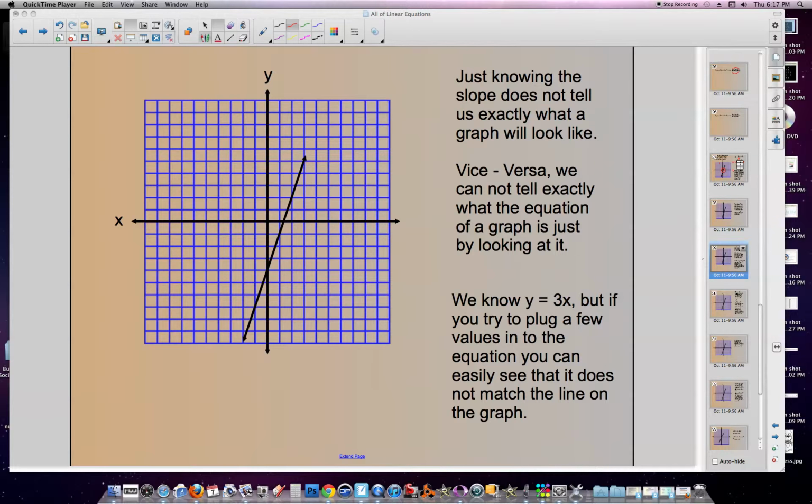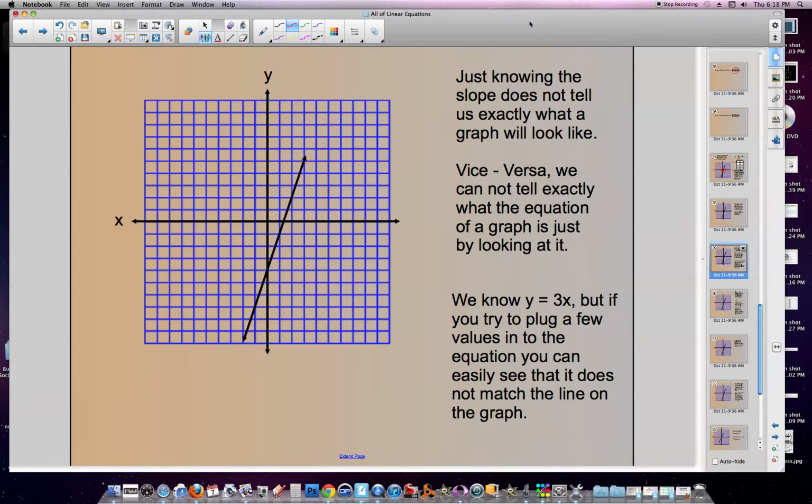All right. This is part 3 of 3 on a series of videos about linear equations. The last video left off as we were talking about what slope is. Knowing the slope of a line is important, but if all we know is the slope of a line, then we can't tell what the graph will look like.